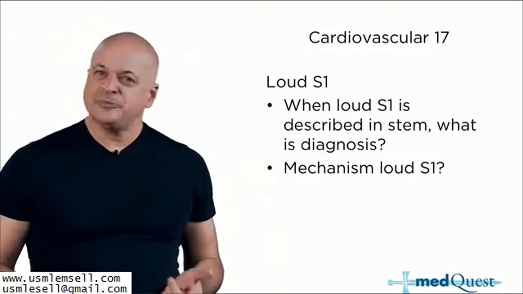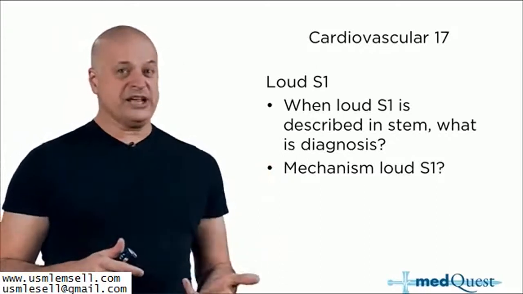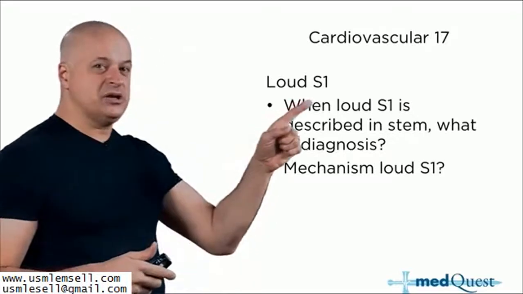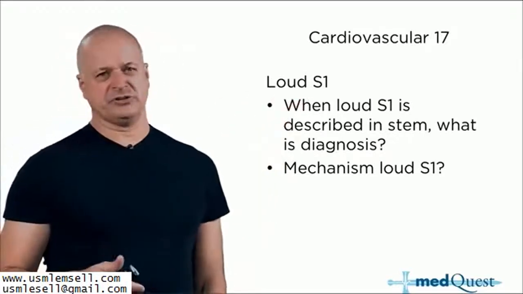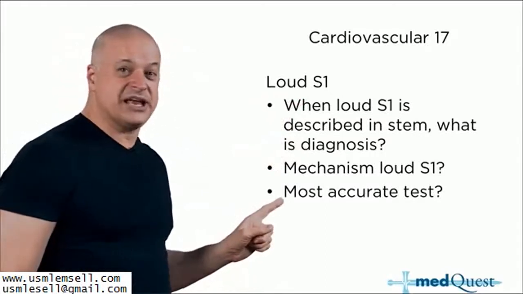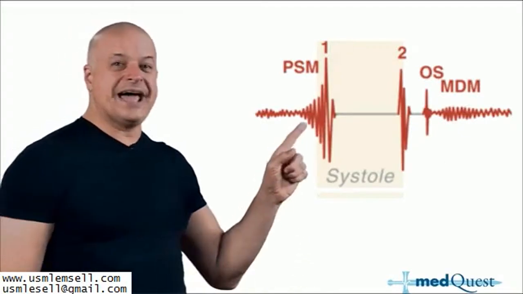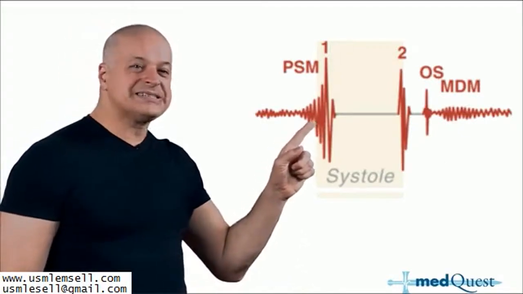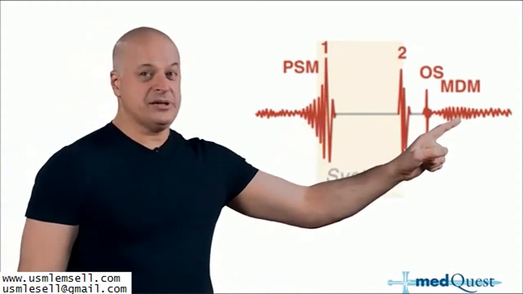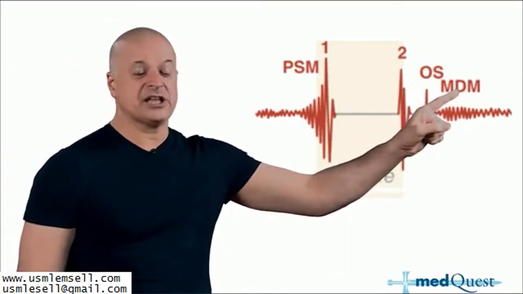When you had a loud P2, we said it was pulmonary hypertension, pulmonic stenosis, raising the pressure. Well, here, this is the sound S1 of tricuspid and mitral valve closing. Now an echocardiogram is always the most accurate test in cardiology of the heart, anatomically, just about. MDM means mid-diastolic murmur. Opening snap, mid-diastolic murmur.